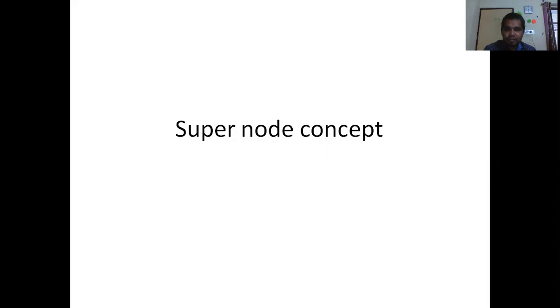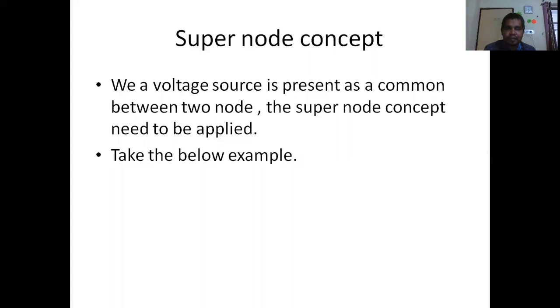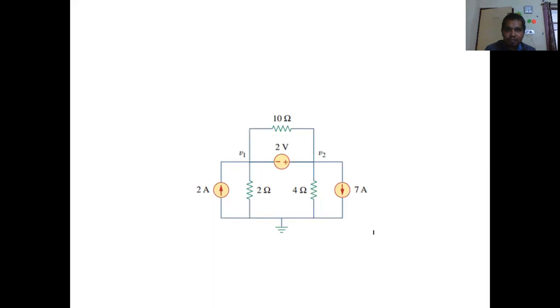Similarly, when you come to the super node concept, if a voltage source is present as a common source between two nodes, then the super node concept needs to be applied. That means a super node is formed if a voltage source is present between two nodes. Let us come to our numerical. With this numerical we can easily understand what a super node is.